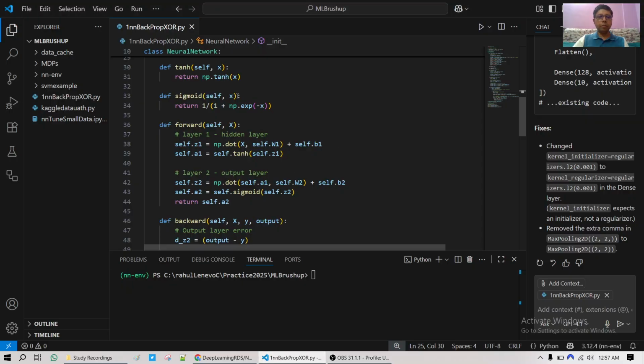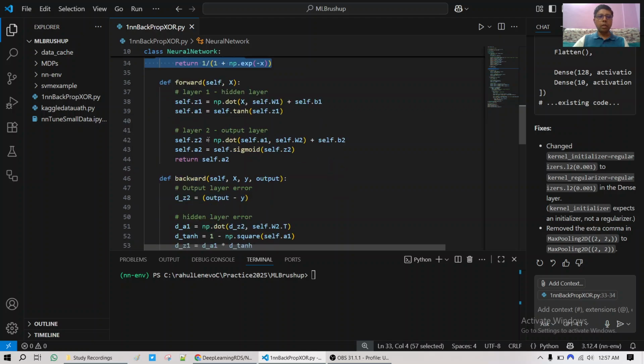Yeah. So we see on the first initialization, then we are going to use the activation function, tanh. So we'll provide the input. Similarly, we will provide the sigmoid activation function. And this is actually where the learning starts. So this is the forward propagation.